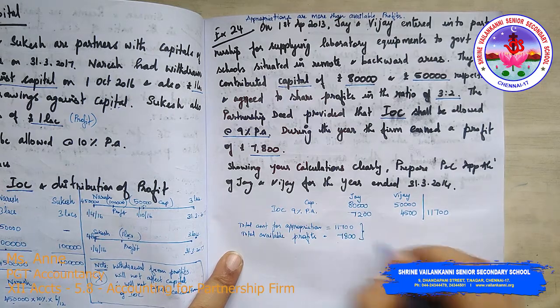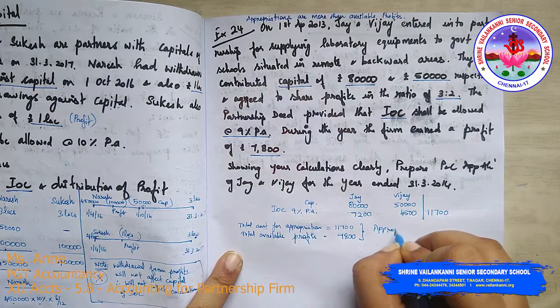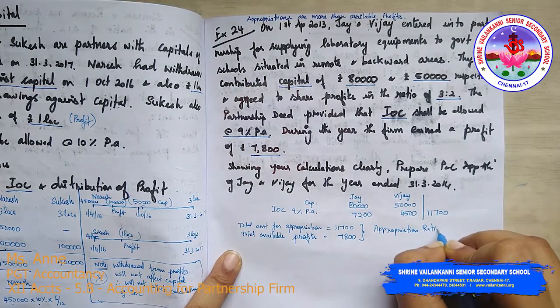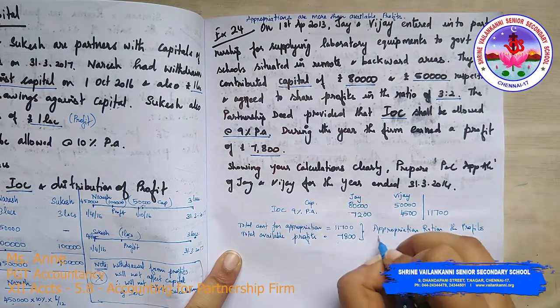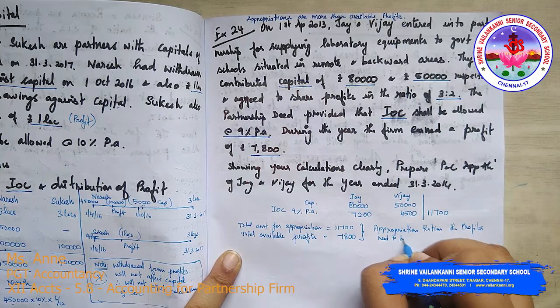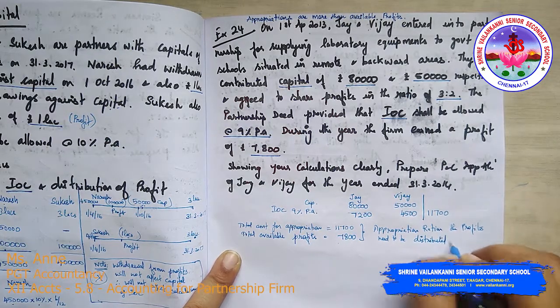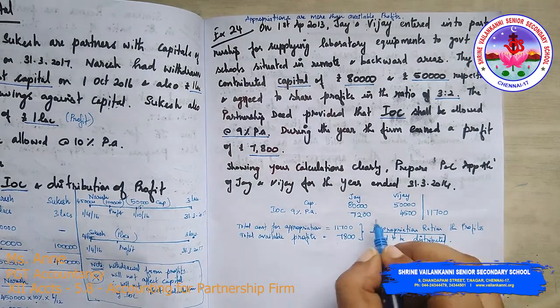So what ratio do you need to follow? In the appropriation ratio, the profits need to be distributed. Okay, so in the appropriation ratio, what is the appropriation ratio?